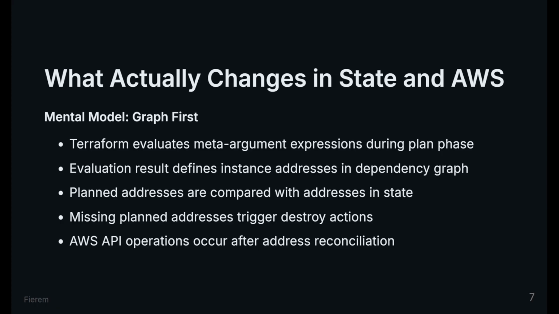New addresses in the plan trigger create actions. Only after this comparison does Terraform prepare AWS API operations. The expression first reshapes Terraform's internal graph. AWS changes occur as a consequence of that graph difference.